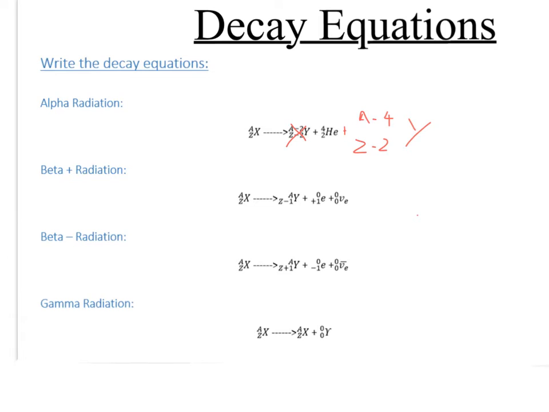In terms of beta minus, the key difference is you actually gain a proton because a neutron becomes a proton, and then you release this electron to balance up the charge. And then in gamma radiation, you've still got the same element X on both sides, but you've just emitted a gamma photon, and it's given this symbol here. So those are the decay equations, and they show you what happens in terms of protons becoming neutrons or neutrons becoming protons.